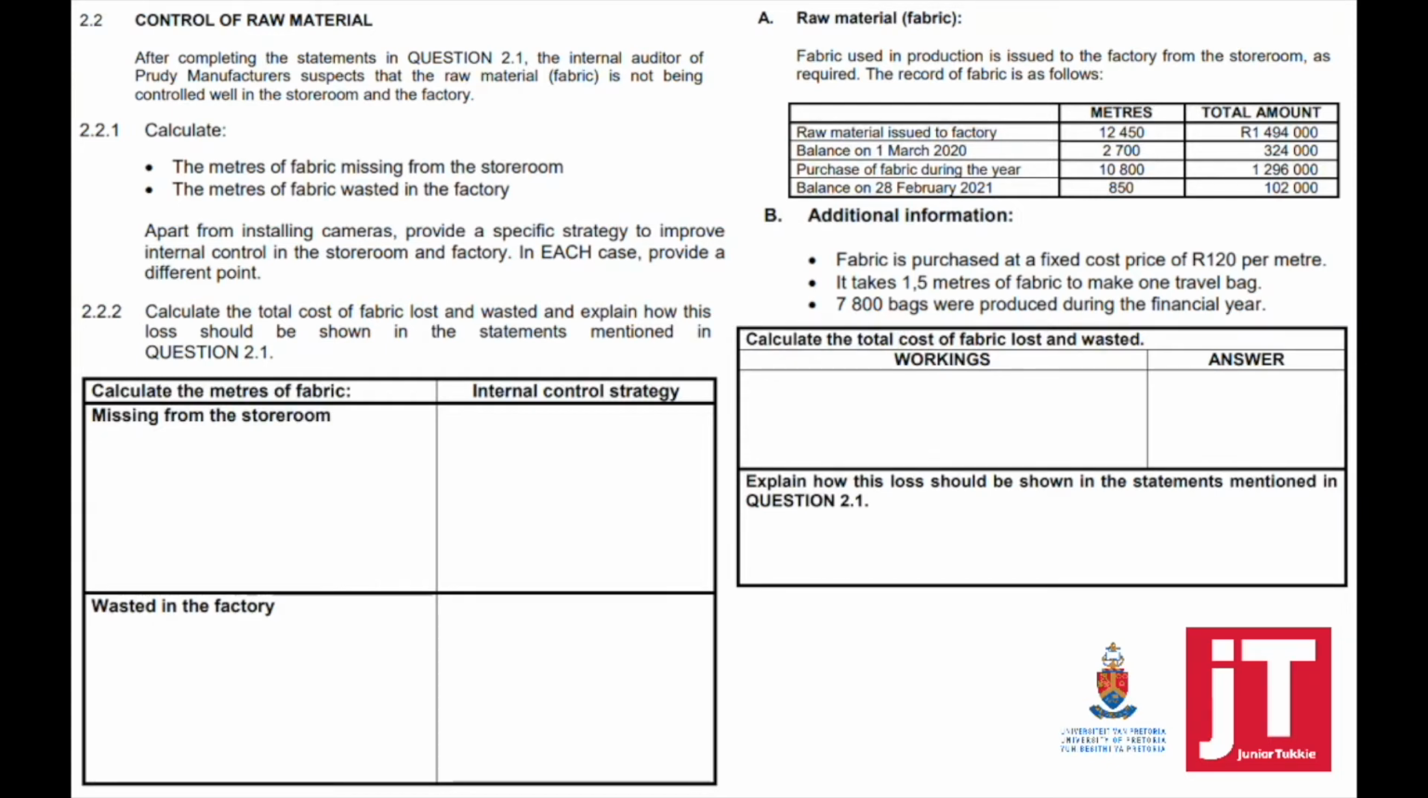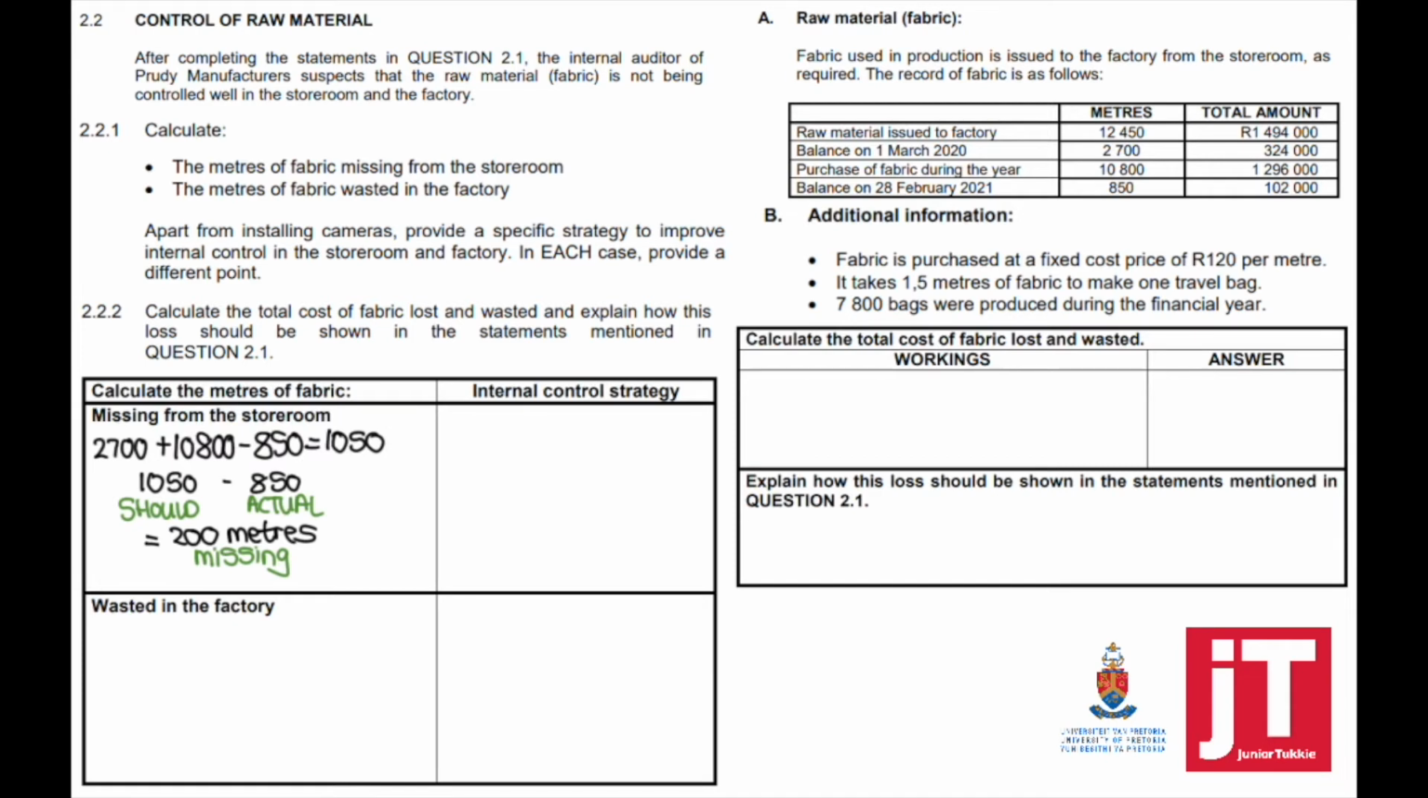If we now look at what is missing from the storeroom. Balance in the beginning, 2,700, plus the purchases, 10,800, means that is what we had available, minus the raw materials that were issued to the factory, equals what we actually should have available. But if we compare that to the balance on 28th February, which is 850, there's a difference of 200, and that difference is the missing meters of fabric in the storeroom.